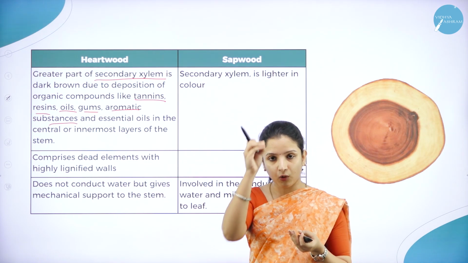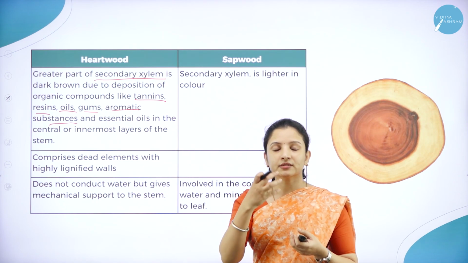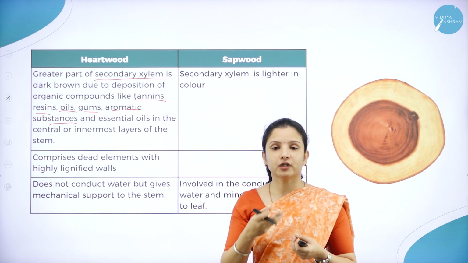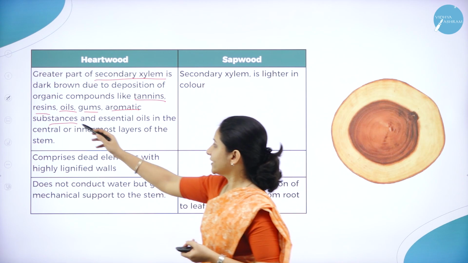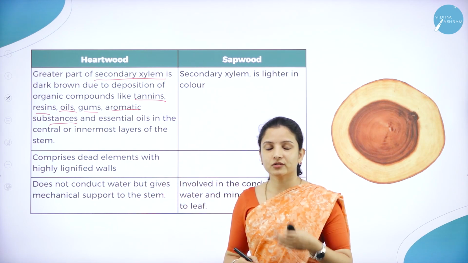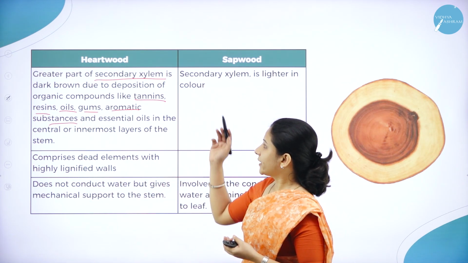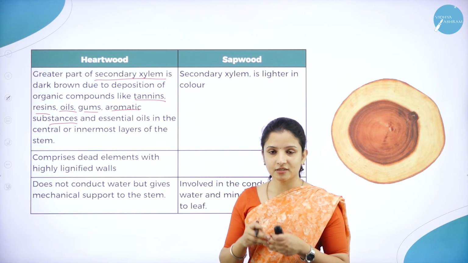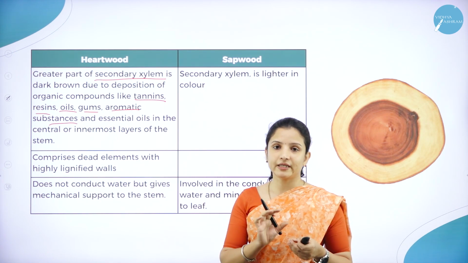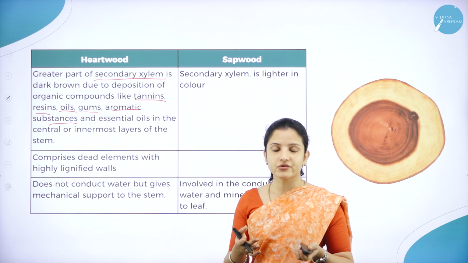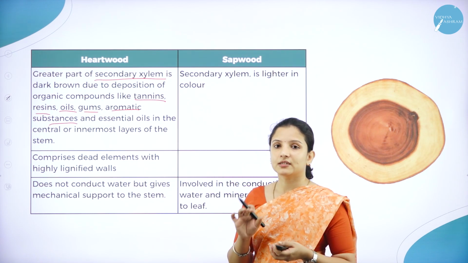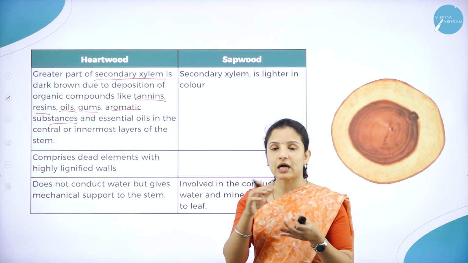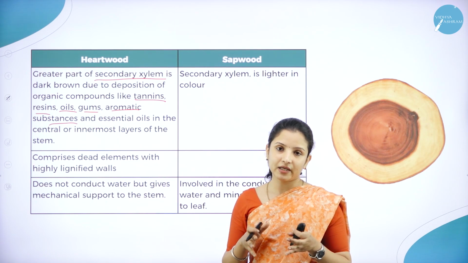If you make a small cut, a sticky substance will start oozing out of it. That is nothing but resins, and also oils. All these are produced by the secondary xylem. That is why wherever the secondary xylem is developed, that is the dark region in the stem. When you cut a stem, if you see the dark region, it is nothing but the secondary xylem.